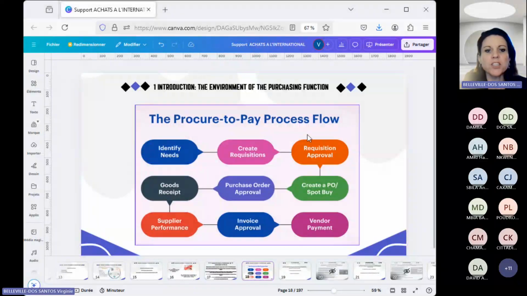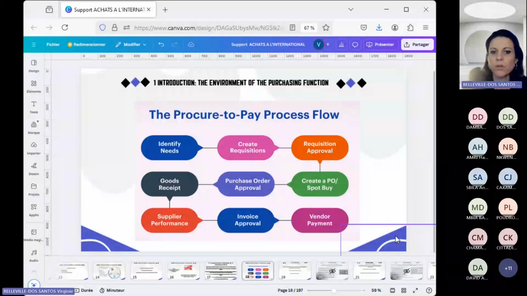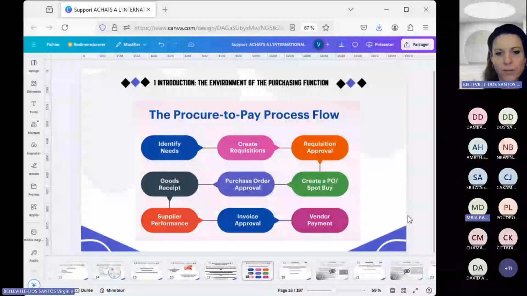So this picture is a complete procure-to-pay process flow. You can see from identify need to create requisition, requisition approval, create PO, purchase order approval, goods receipt, supplier performance, invoice approval, and vendor payment. This is a complete process from the need identified inside the company up to the payment of the supplier.